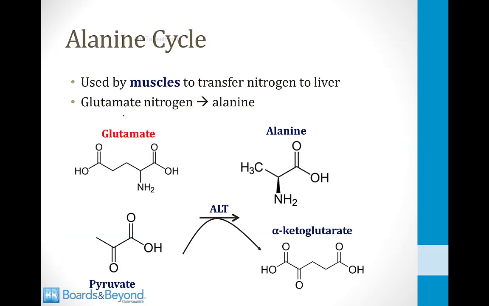An alternative method to glutamine for transfer of nitrogen to the liver that is used by muscles is called the alanine cycle.